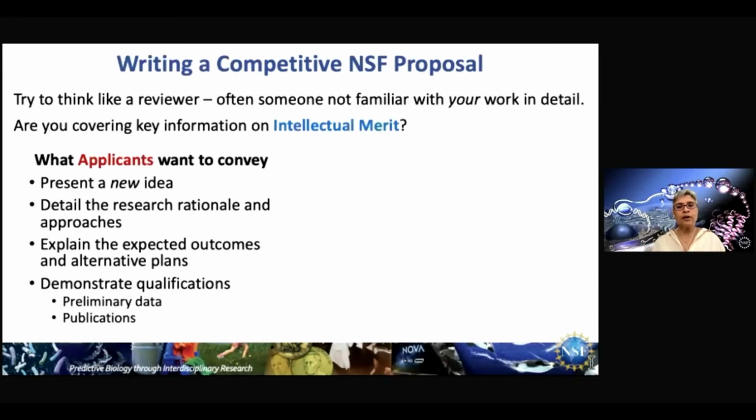So when you prepare your proposal, these are some of the nuts and bolts of what you want to convey about the intellectual merit. You want to obviously present a new idea. You want to detail the research rationale and approaches, explain the expected outcomes and alternative plans if those don't work out. You want to demonstrate your qualifications. So the preliminary data and publications help in that case.